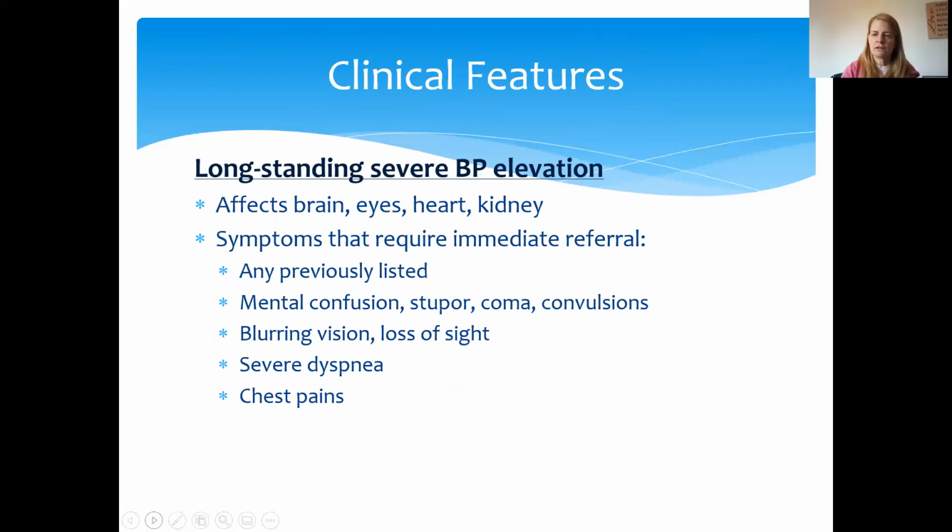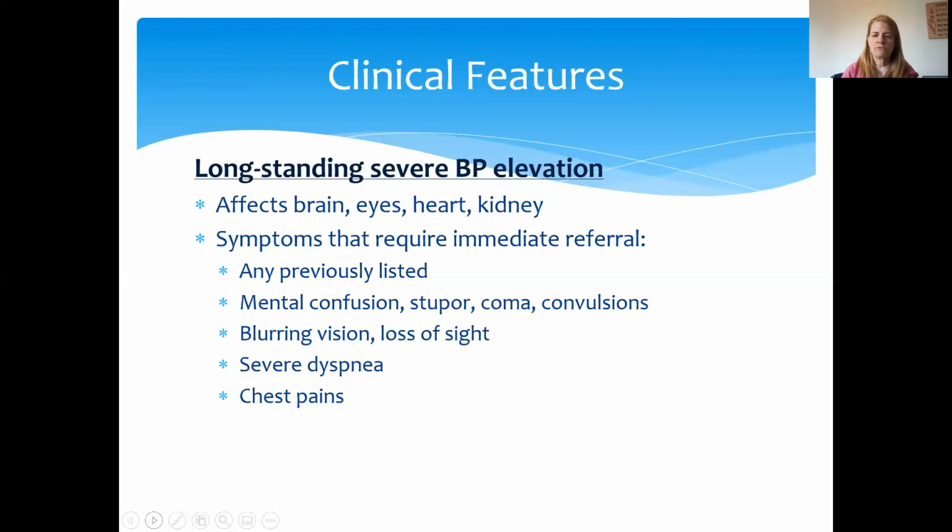Long-standing severe elevated blood pressure can affect the brain, eyes, heart, and kidney. We want to make sure we make good referrals for our patient that can help them get their blood pressure under control so that we don't have any long-term effects on the organs.